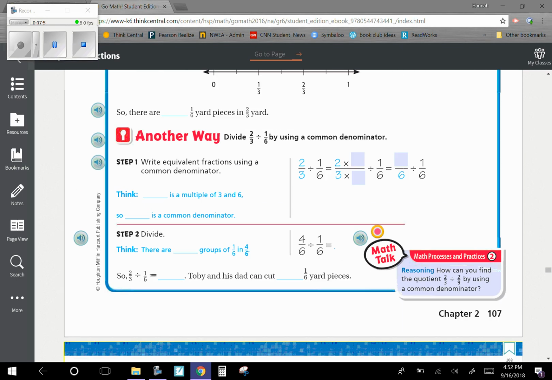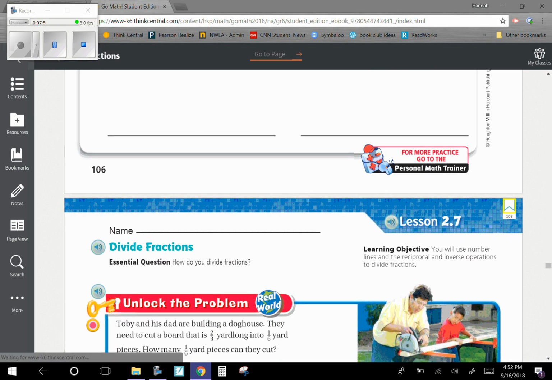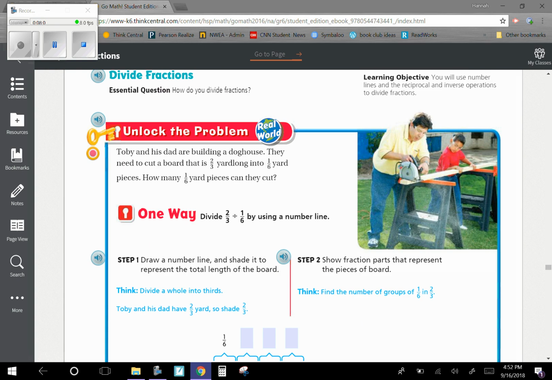If you have any questions, please ask your teacher. And remember that our objective was you will use number lines and the reciprocal and inverse operations to divide fractions.